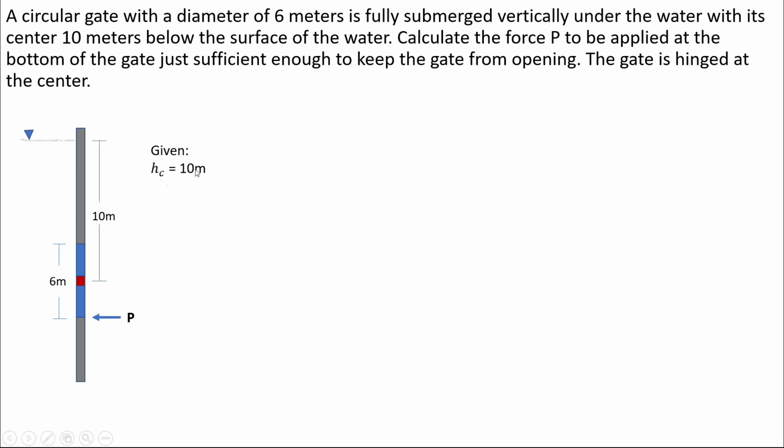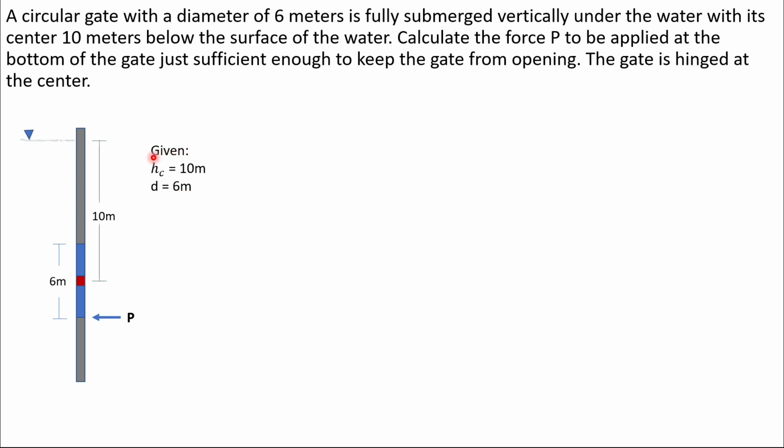We have Hc is equal to 10 meters. So Hc is the distance from the surface of the water to the center of gravity of the gate. And our gate is circular, so the center of gravity is just right here at the center. And we also have a given D is equal to 6 meters.